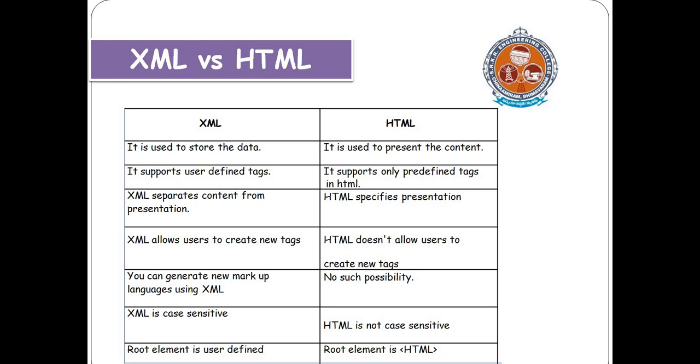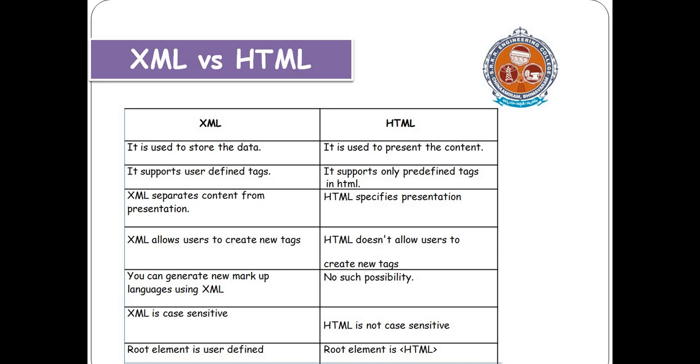XML separates content from presentation. By using XML, the content is separated from the presentation, but HTML is only for presentation. Whatever data is defined in HTML is only used for presentation. XML is used to create new tags. In XML any user can create their own tags, but in HTML it is not possible; it only allows predefined tags. You can generate a new markup language using XML, but in HTML it is not possible.